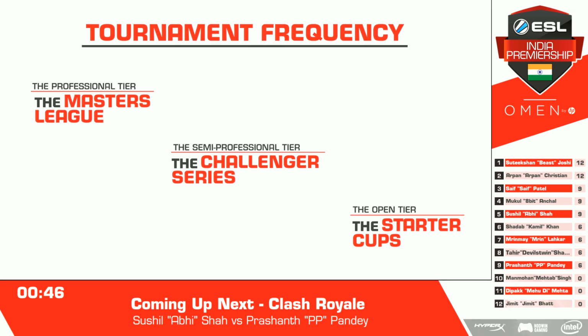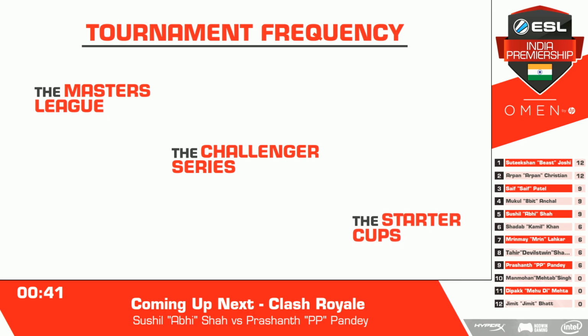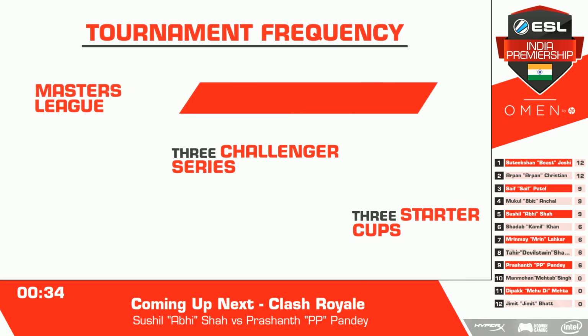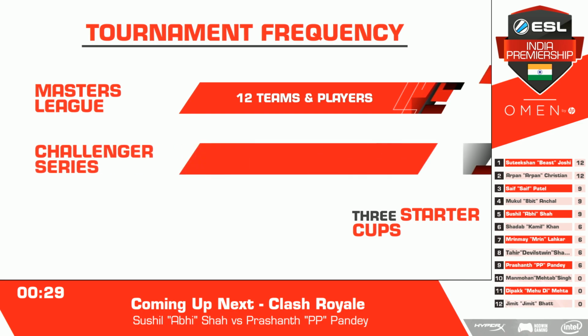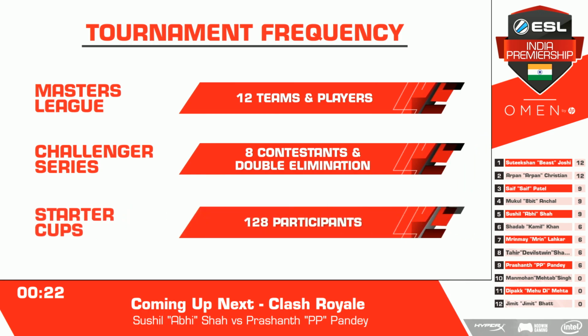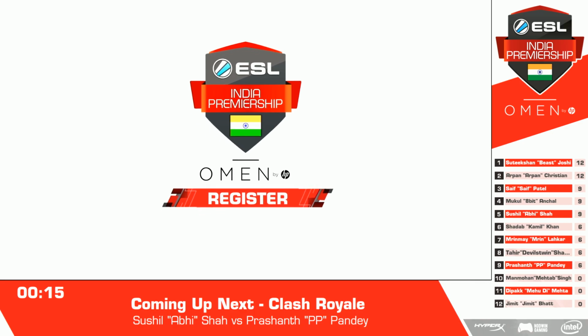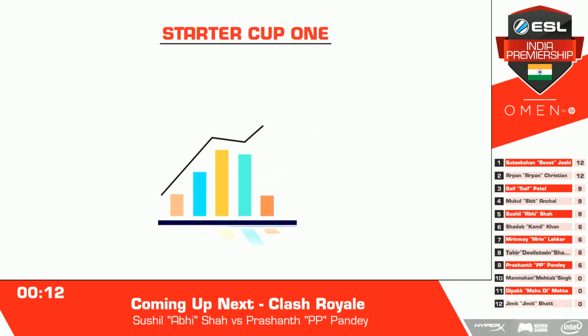Moving on to the frequency, every season in the ESL India Premiership 2018 will see 1 Master League, 3 Challenger Series, and 3 Starter Cups. The Masters League now hosts 12 teams and players. Meanwhile, the Challenger Series has 8 contestants and follows a double elimination format. Finally, the Starter Cups are now limited to only 128 participants, so make sure you register for the Premiership now. Once you register for the Starter Cup 1, you'll have to fight your way to the top.